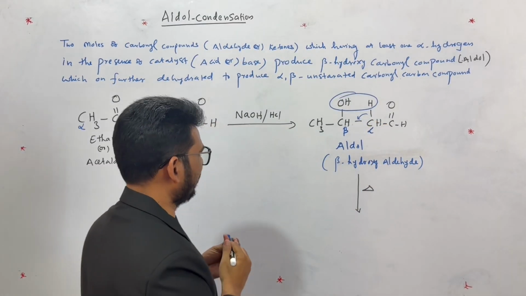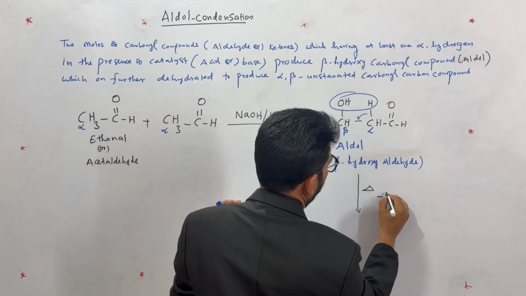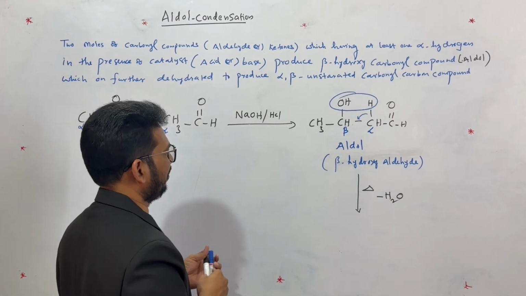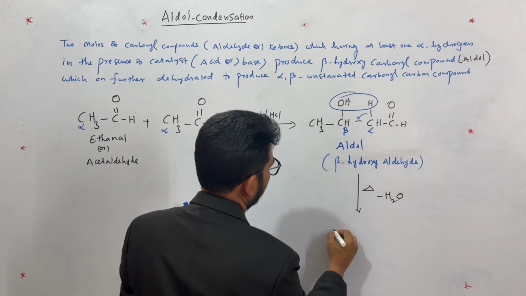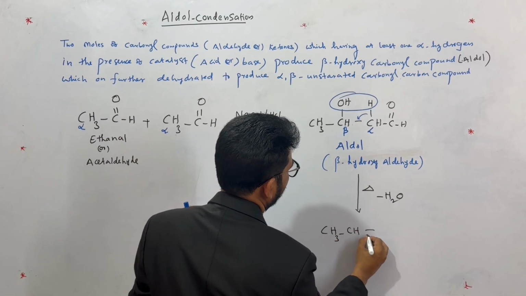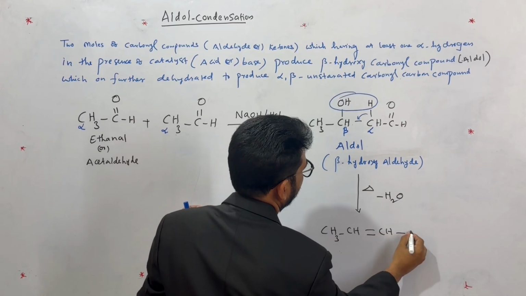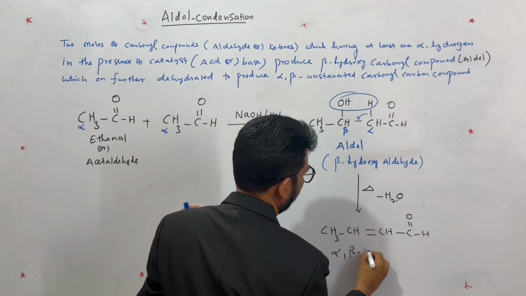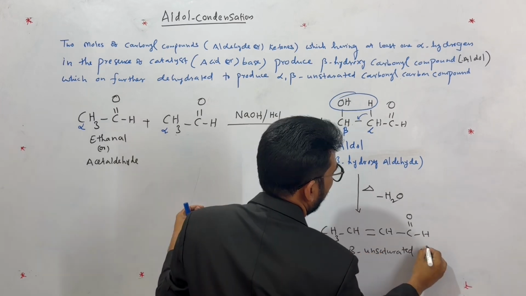What is it going to lose then? It loses water, minus H2O. This is called dehydration. Then what does it produce due to the dehydration? It produces the alpha, beta CH3 CH double bond CHO. This is called the alpha, beta unsaturated aldehyde.